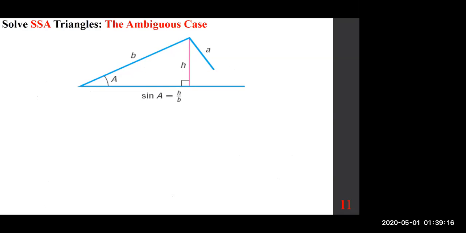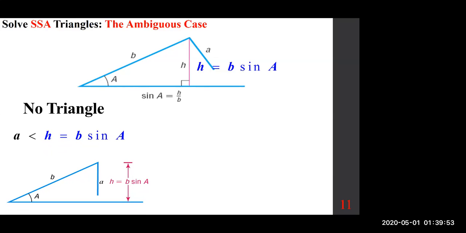All right, so we're going to look at the ambiguous case where we are dealing with side and angle, okay. As you can see, H becomes B times sine A, okay. H equals B times sine A. If one side, in this case, the side A, of course, is less than that, then it can't work, okay? It doesn't do the job.